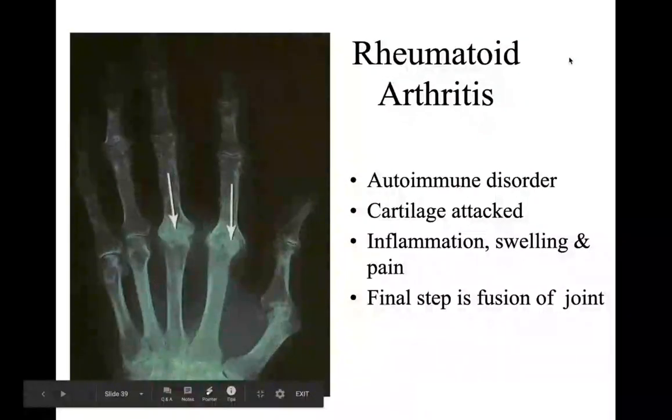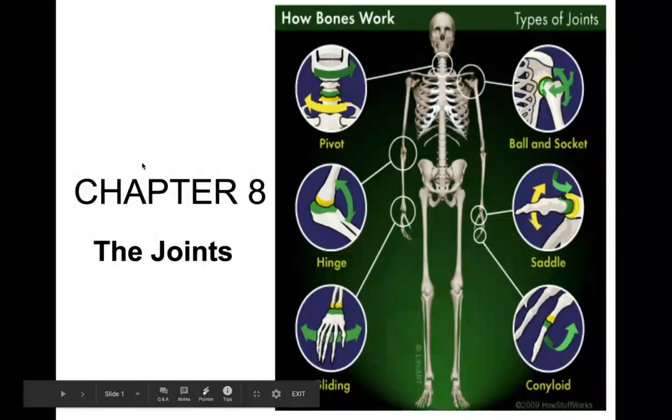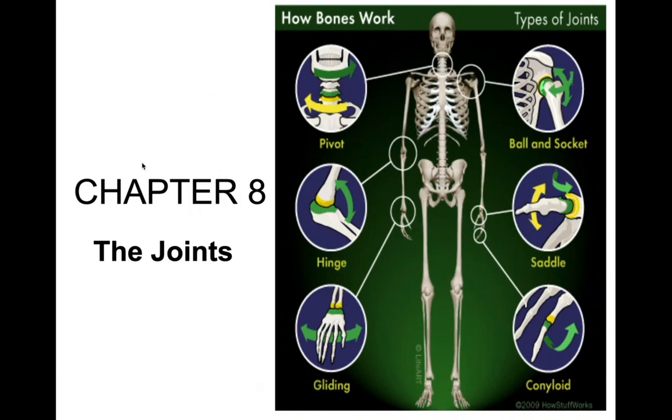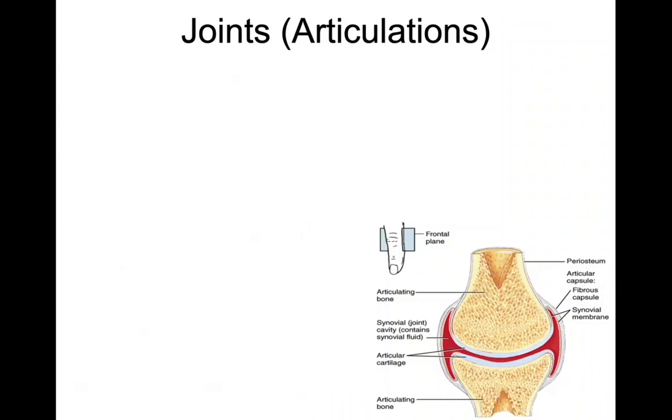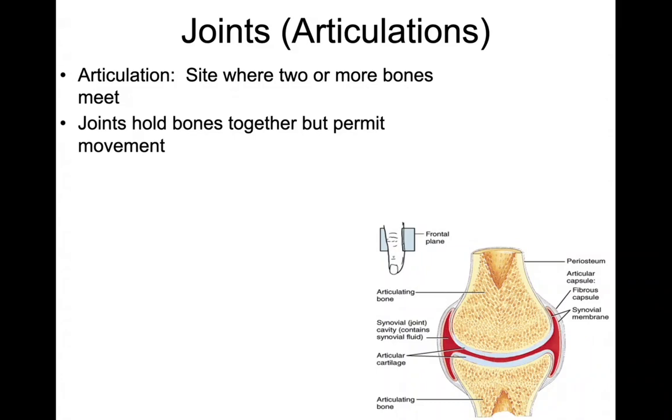So today we're going to look at the joints. This is going to be the third section on the skeletal system, looking at the joints. This is a little bit shorter than our other sections have been. So joints, or articulations. An articulation is a site where two or more bones meet. Joints hold bones together, but they permit movement.